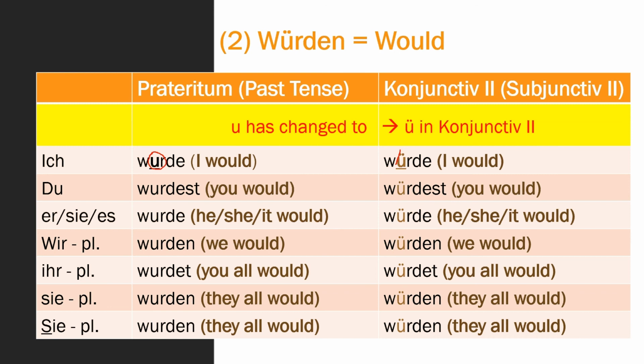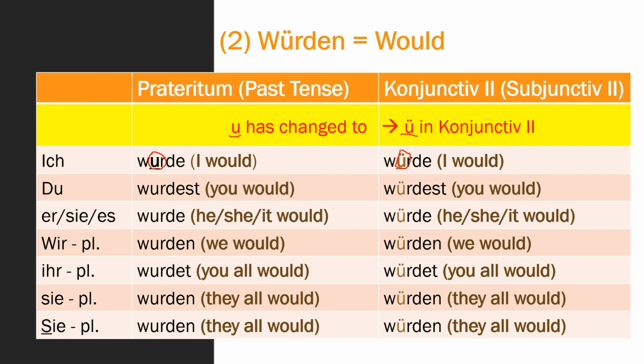So here we have U. Can you see this change? U has changed to Ü in Konjunktiv II. Whenever you say würde, you must understand that this is Konjunktiv II and not the past tense. Past tense is without umlaut, this is normal U, wurde. And Konjunktiv II is würde, with Ü.